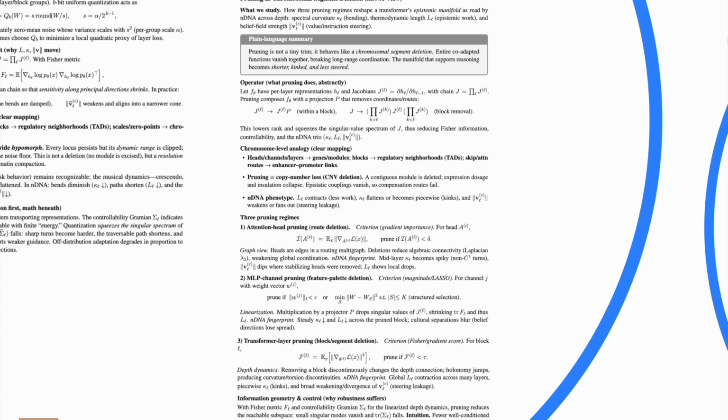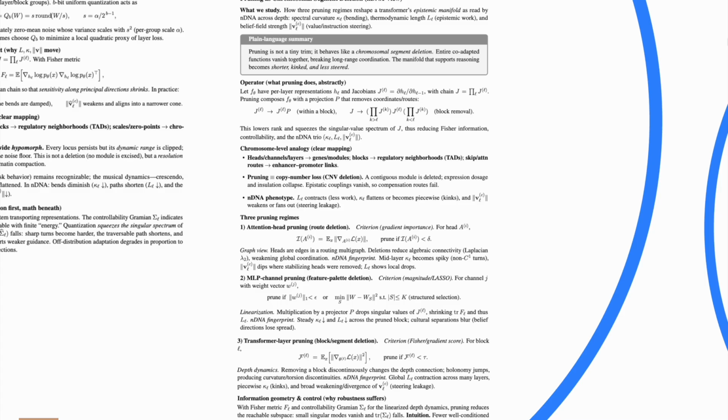nDNA shows a smooth but persistent pattern. Kappa sub L trends down, L sub L trends down across the pruned block, and cultural separations blur because the feature palette is thinner. Translation: fewer recruitable features, lower semantic resolution. Answers may hold, but nuance and calibration fade.